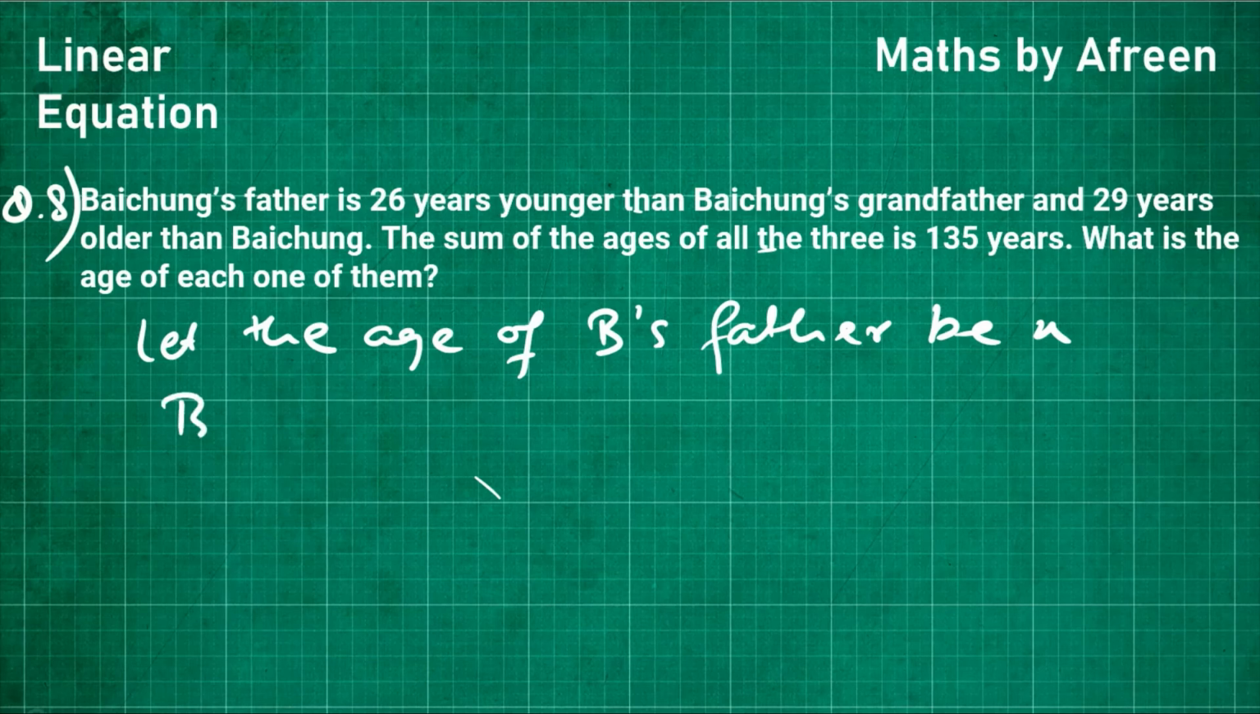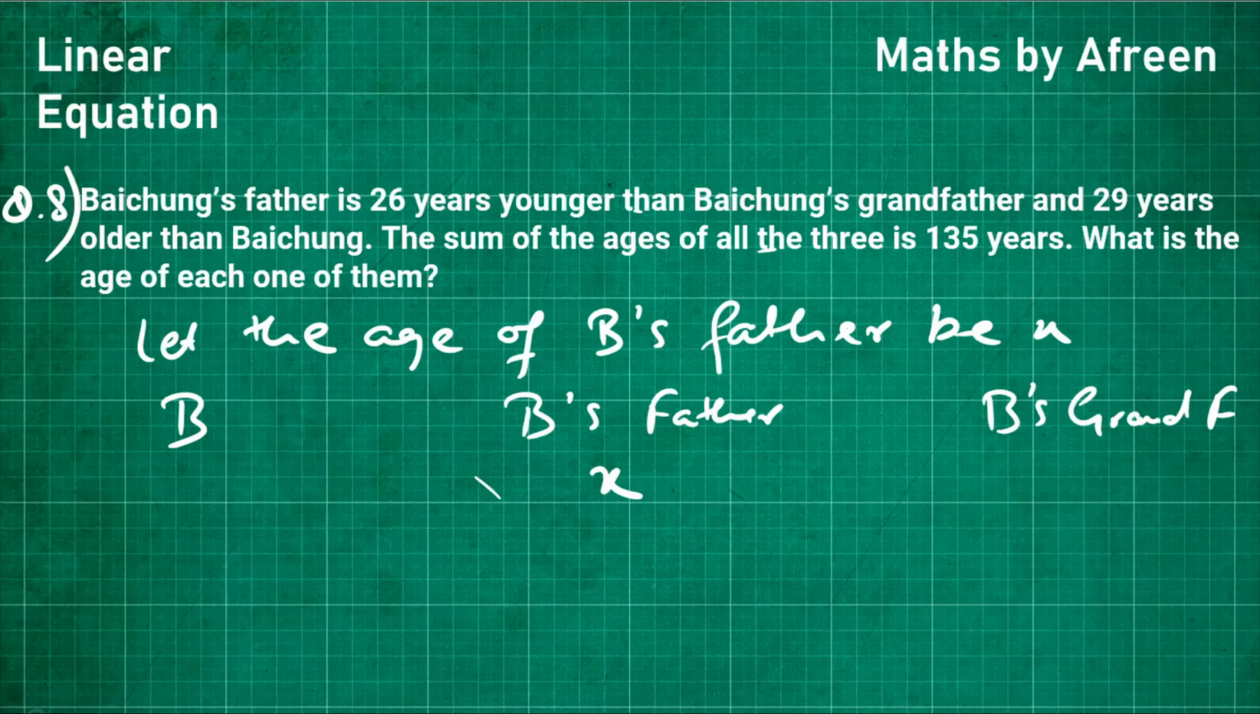So according to the data, this is Bachung, this is Bachung's father, and this is Bachung's grandfather. So Bachung's father's age is x and Bachung's grandfather is 26 years older, that means x plus 26. And Bachung is 29 years younger. They have just twisted the sentence. 29 years older than Bachung means Bachung is 29 years younger than his father. So x minus 29.